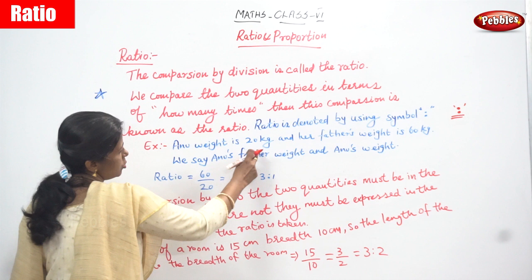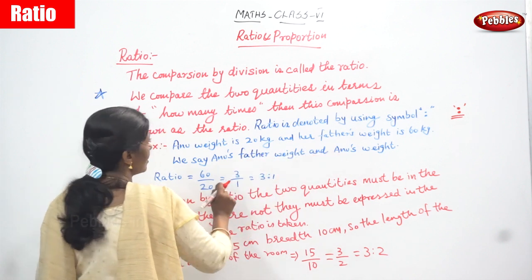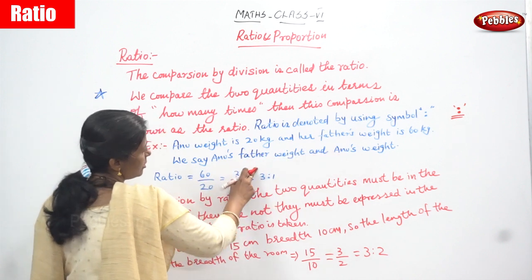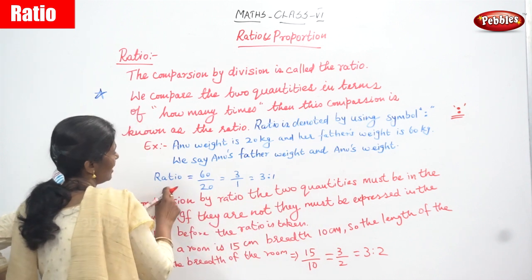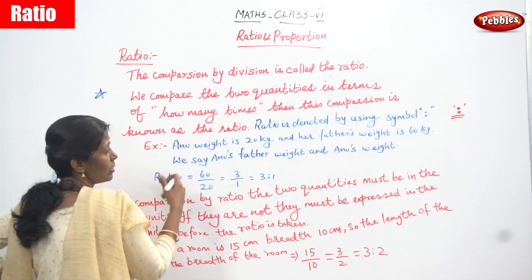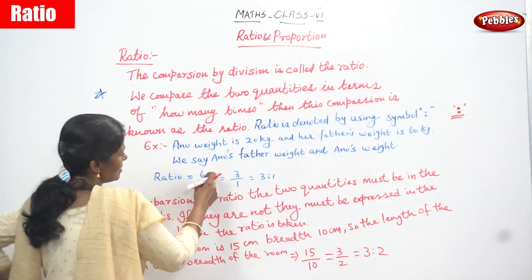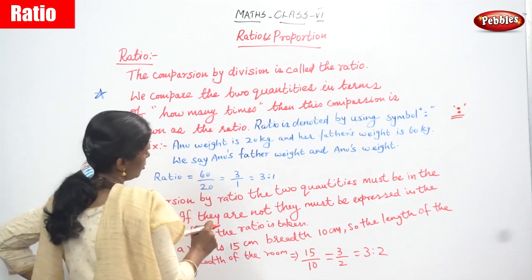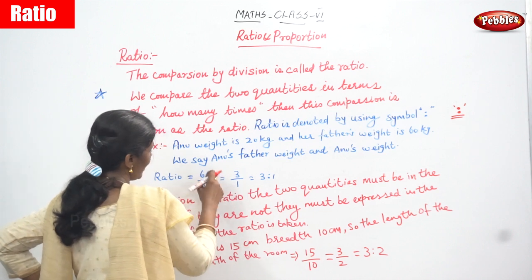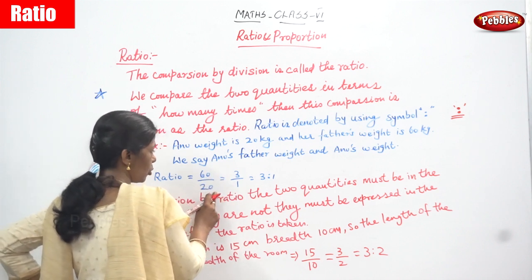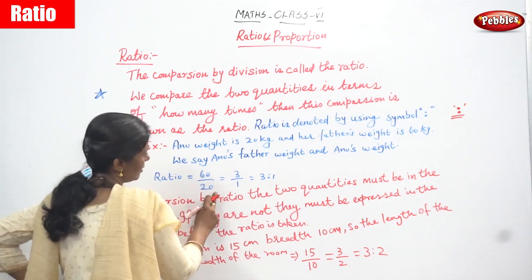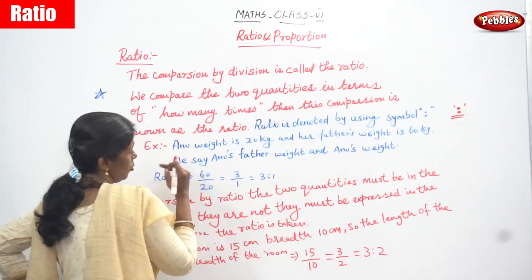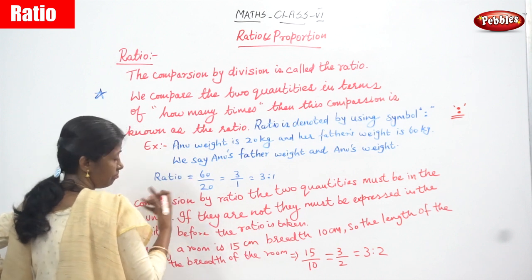Anu's weight is 20 kilograms and her father's weight is 60 kilograms. We have to compare the two weights. So first we have to find the ratio of Anu's father's weight and Anu's weight, 60 divided by 20. 60 kilograms is Anu's father's weight and Anu's weight is 20 kilograms. So we have to compare both persons' weights.